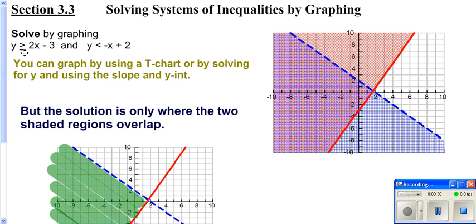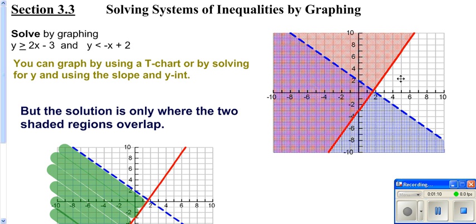If it's y on one side by itself, you can use your inequality sign to decide if you shade above or below. If you graph this first one, you end up getting this red line. Since it's y is greater than, you need to shade above it, so that would be here, where it's purple or where there's red. Graphing the second one is this dotted line, and since it's less than, you shade below where there's the blue or the purple.